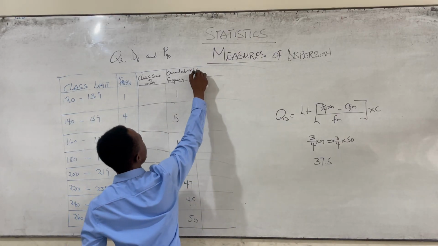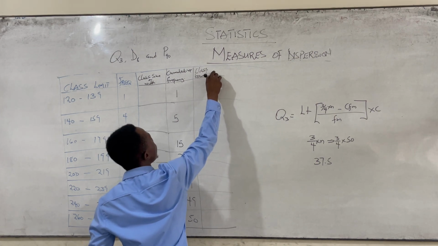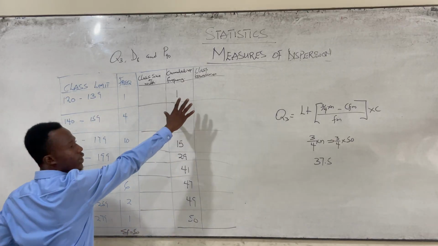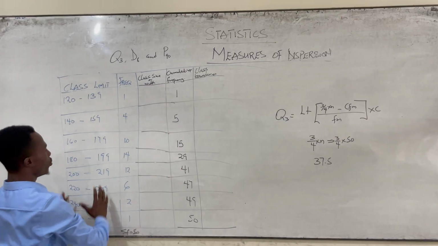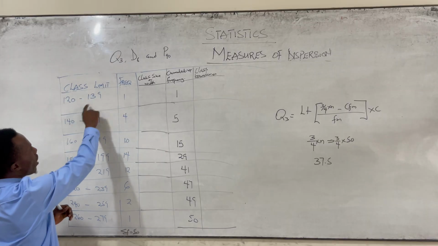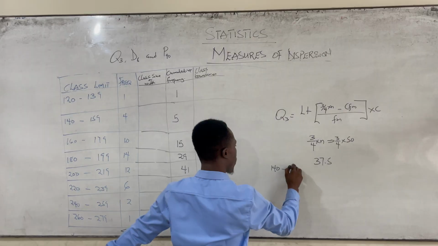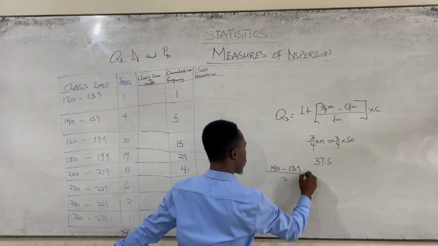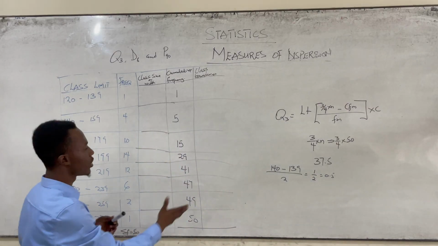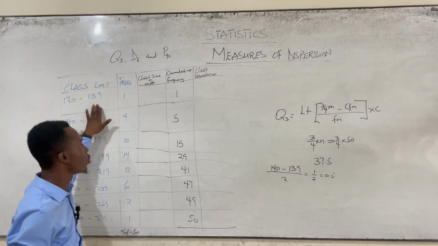Now, class boundaries. So before we calculate our class boundaries, we first calculate the boundary. So how do we get the boundary? That is the diagonal difference divided by 2, right? So 140 minus 139 divided by 2, you have 1 over 2, which is 0.5. So it means our boundary is 0.5. So we subtract 0.5 from here and we add it to this one.